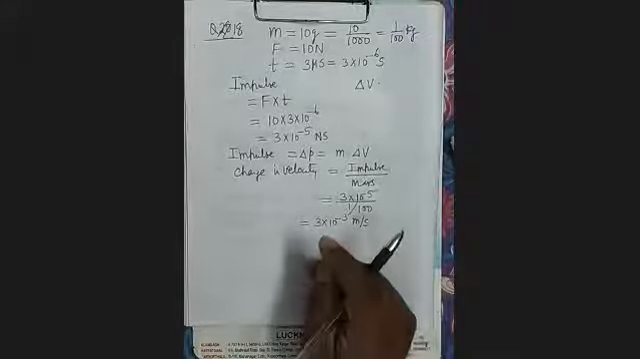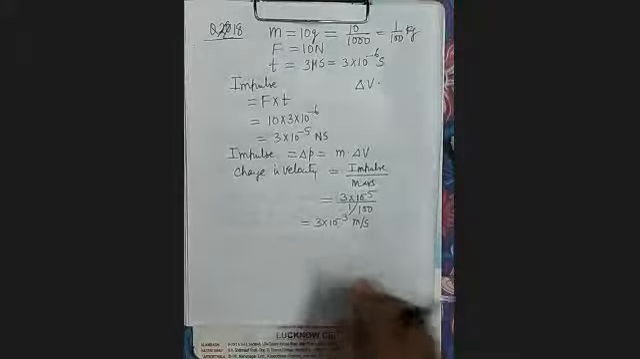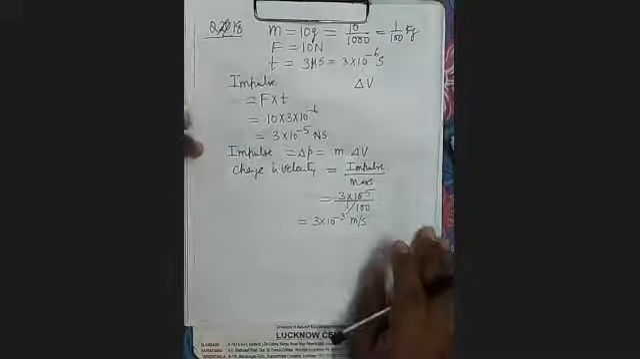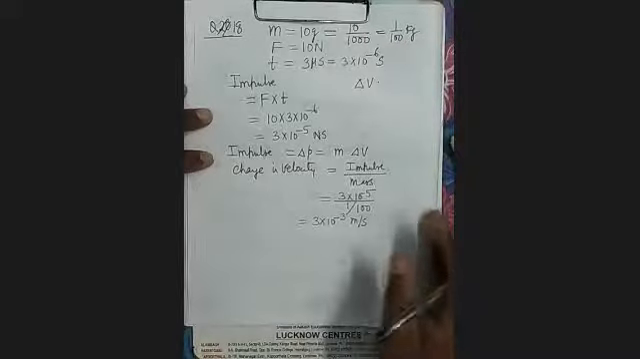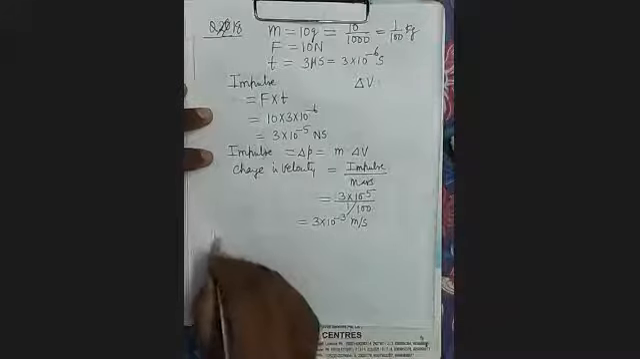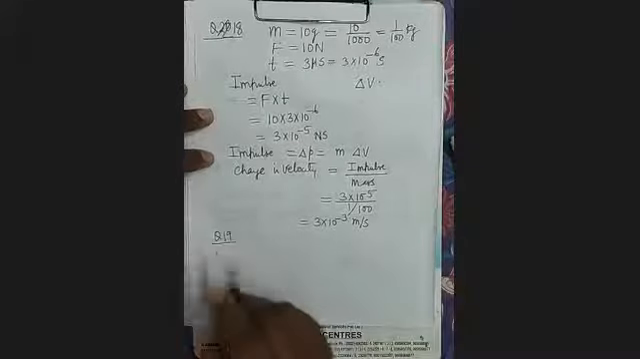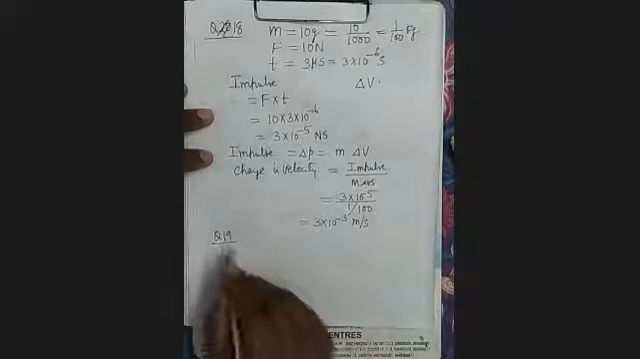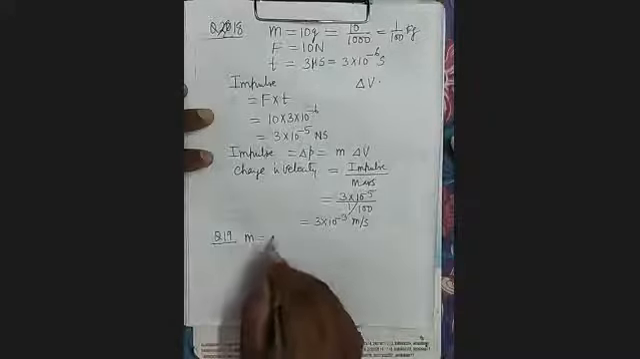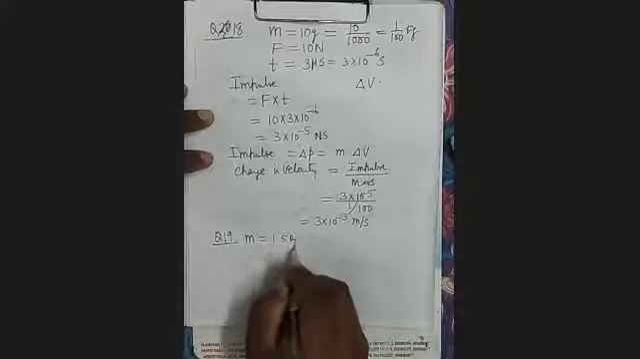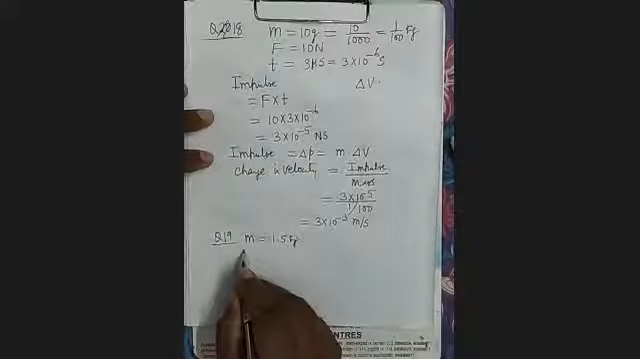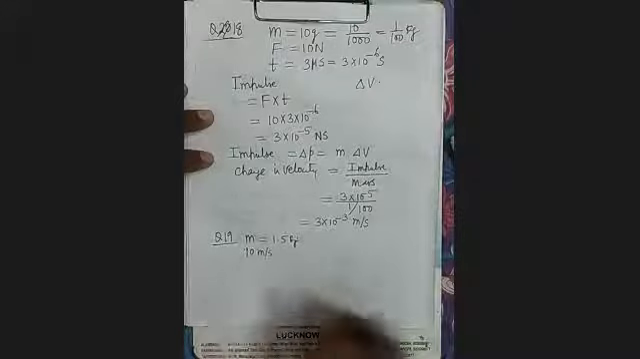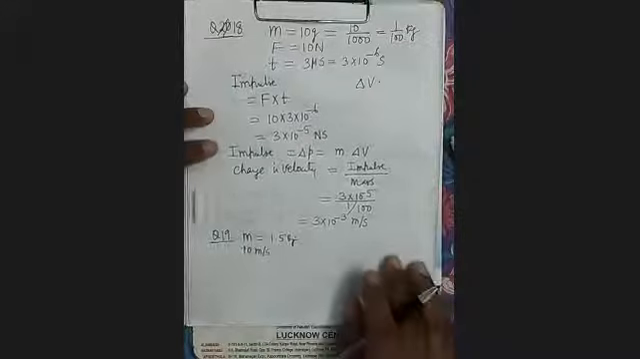Now see here. Then there is one question, question number 19. A hammer weighing 1.5 kg is moving at a speed of 10 meters per second. It strikes a nail, driving it into a wooden block.